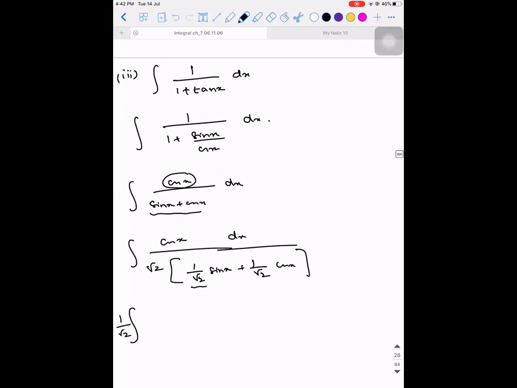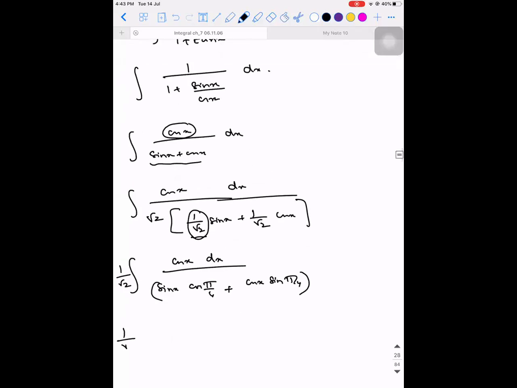So 1 by root 2 into cos x dx divided by this 1 by root 2, I'm writing it as sin x into cos pi by 4 plus cos x into sin pi by 4. So 1 by root 2 into integral of cos x dx divided by sin a cos b plus cos a sin b, which is sin of a plus b. Now you have the advantage. What can you do? Put the whole denominator, sin of x plus pi by 4, as t, because the derivative of the denominator is going to give you the numerator. Now can you proceed?